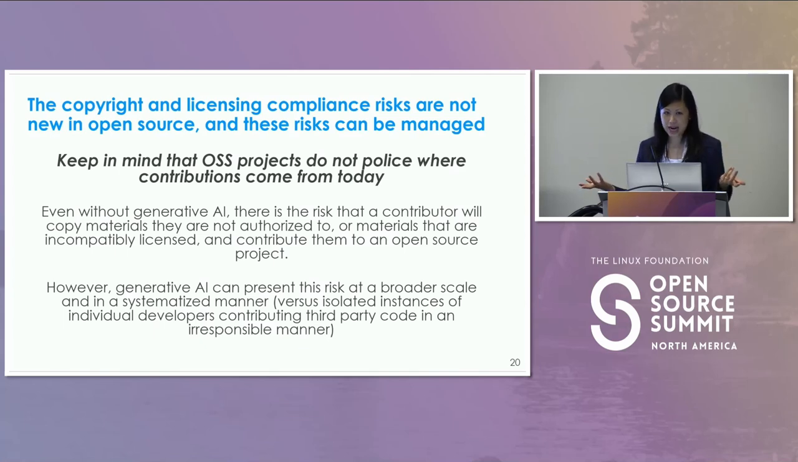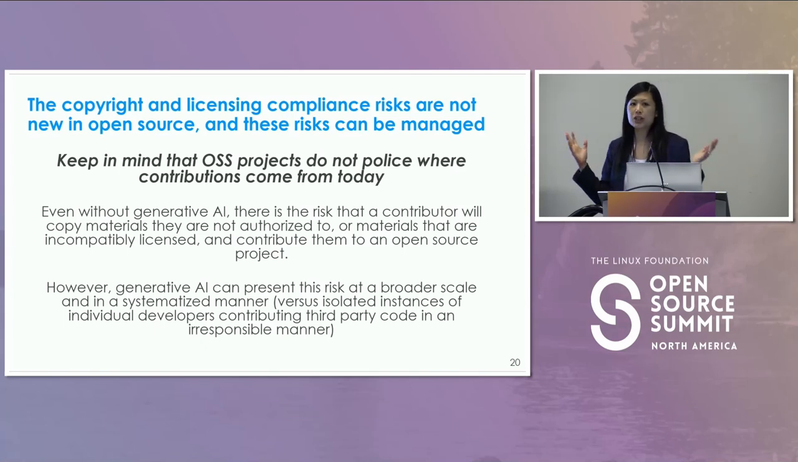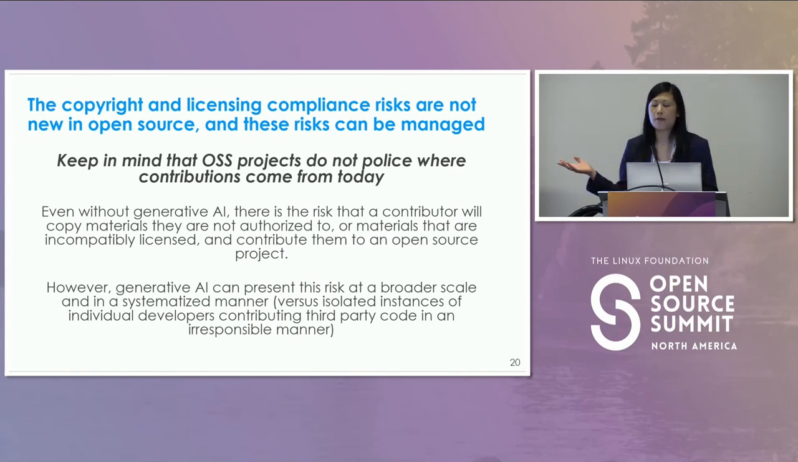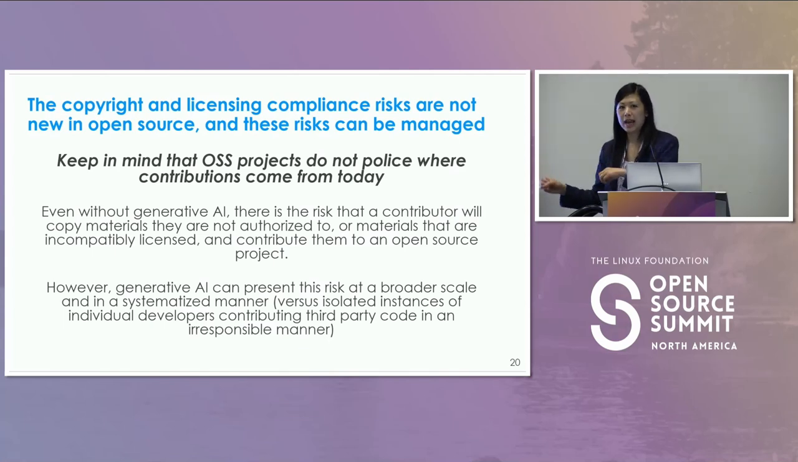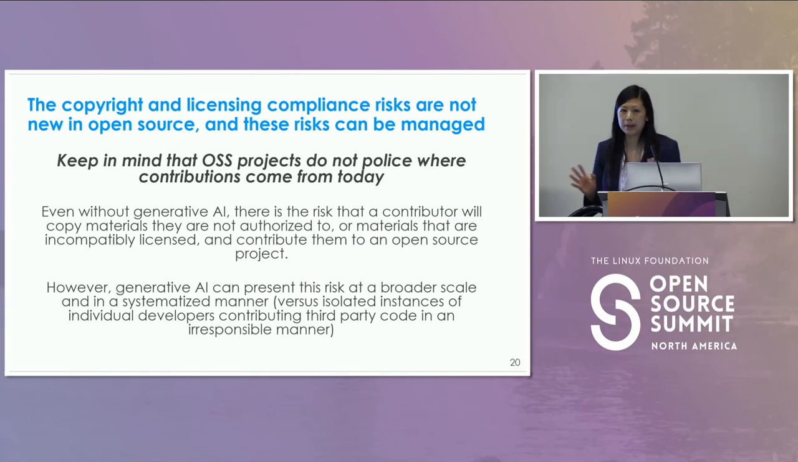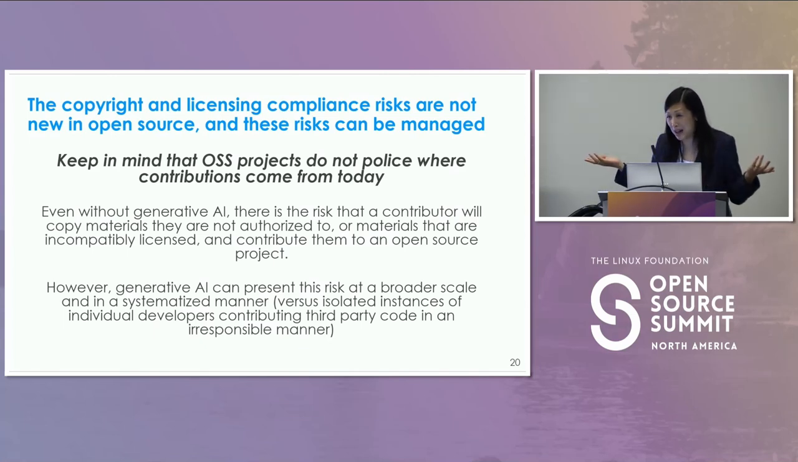Open source projects today don't currently police the origin of where code comes from, right? Today, there is a risk that a contributor is going to copy code off of Stack Overflow without permission, or take code from a GPL repository and contribute it to a permissively licensed repository and create licensing compatibility issues. So that risk does exist. Anything problematic from a compliance perspective that AI can do, a human being can do as well, and often does, sometimes just out of innocent mistake.